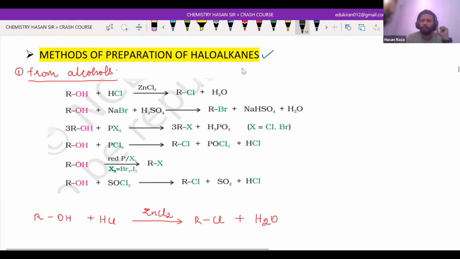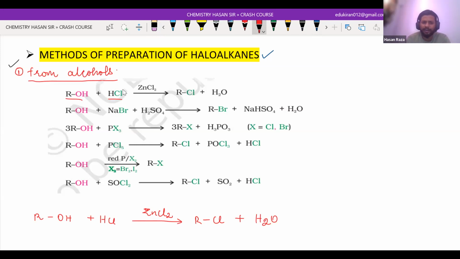Methods of preparation of haloalkane. First, we are going to start from alcohols, and I have taken this part from NCERT. Okay, you have seen this in your book. Alcohol reacts with HCl in the presence of ZnCl2, and that will give you RCl plus H2O.